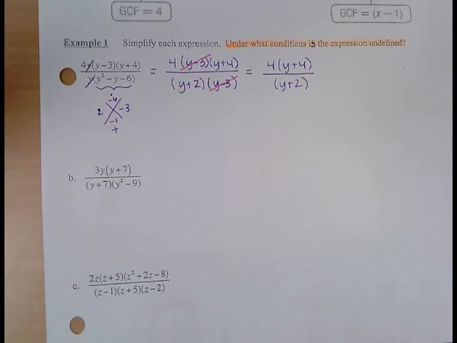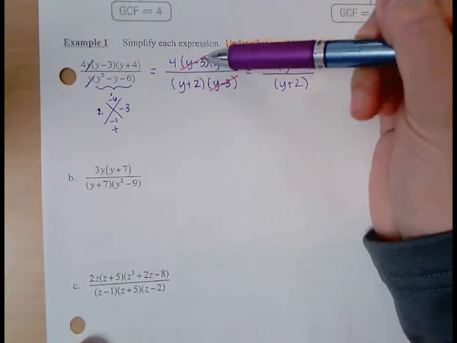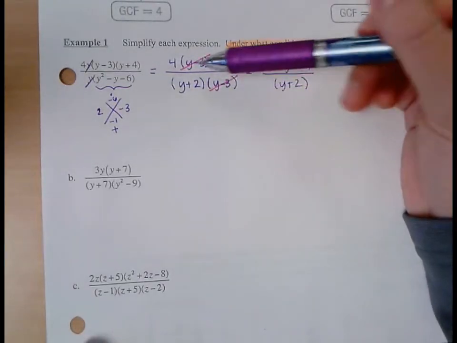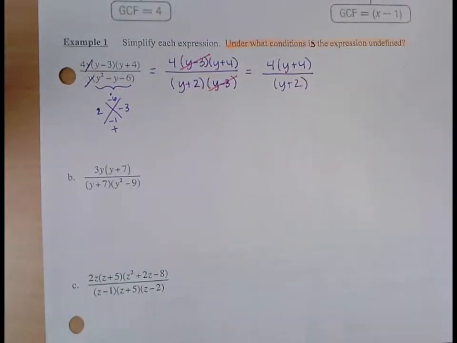Cora? Because they're factors. Because the y minus 3's are being multiplied, it's in factored form, they have a common factor. It's the same reason these y's here canceled out. Yep, just because they're the same and they're factors, yep.